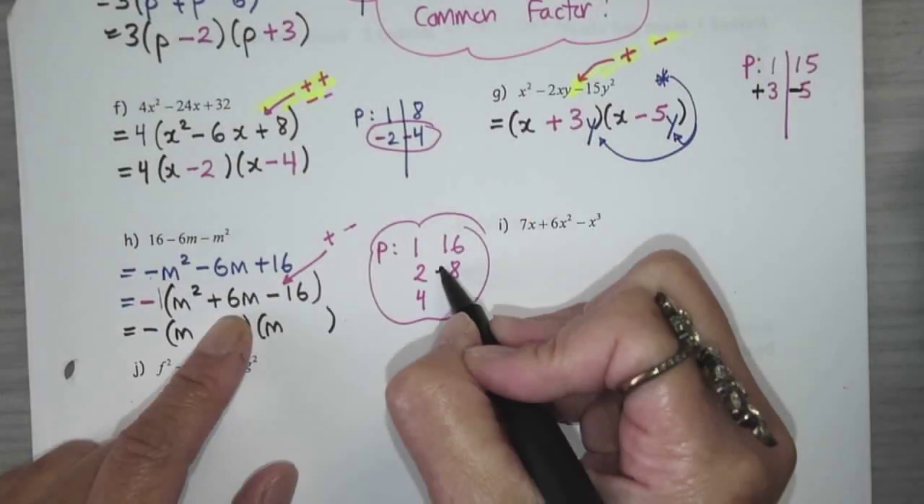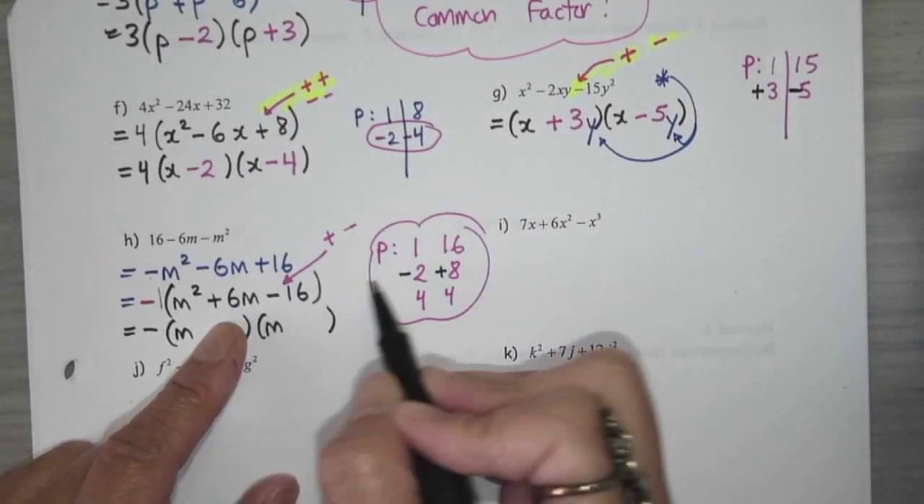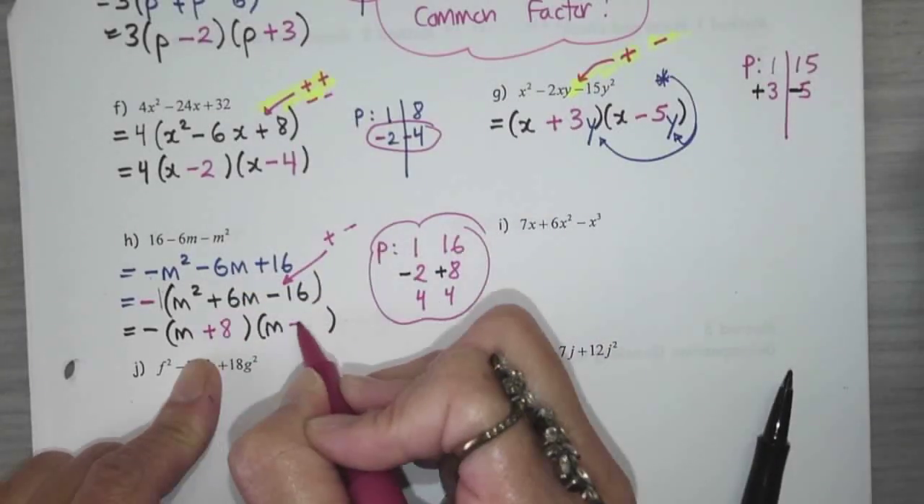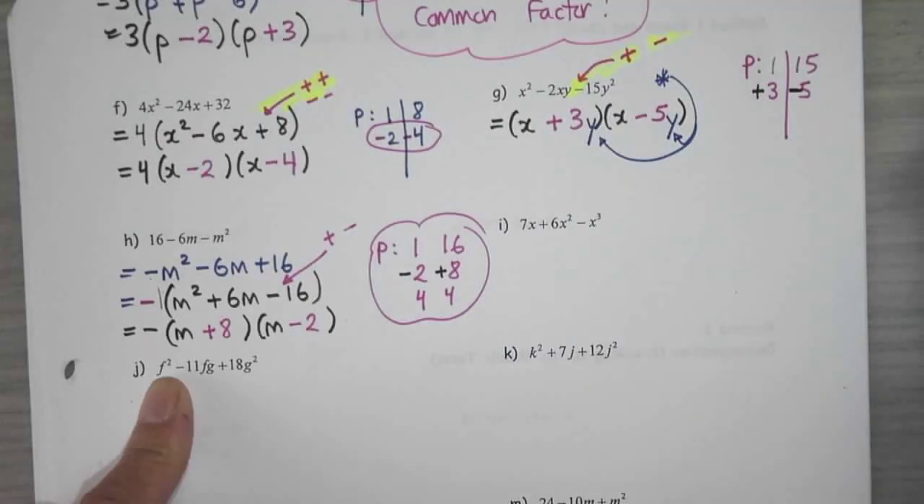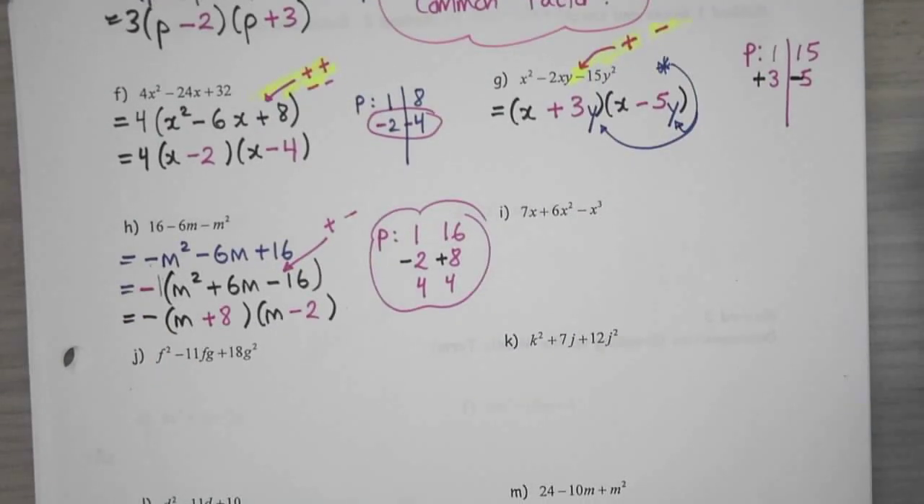That would be a positive 8 minus a 2. Positive 8 minus 2, and you put that here. It's a positive 8 minus a 2. So you're allowed to common factor out that negative. This part is a bit tricky, but you can common factor out the negative.